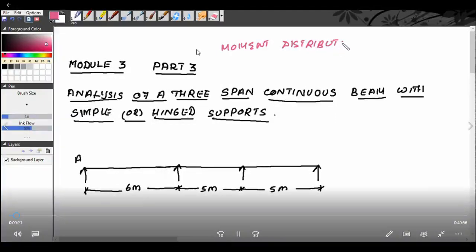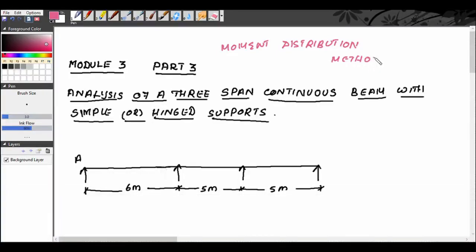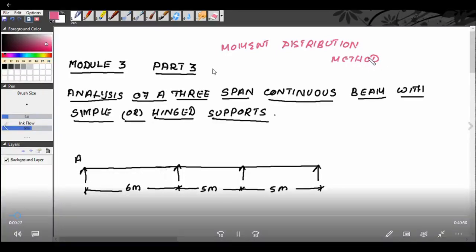Welcome everybody once again. So this is our third class for module 3. We are studying moment distribution method. So in the last class we have studied a problem. We saw how to analyze a 3-span continuous beam with fixed support. Today we are going to analyze a 3-span continuous beam with simple support or hinged support.